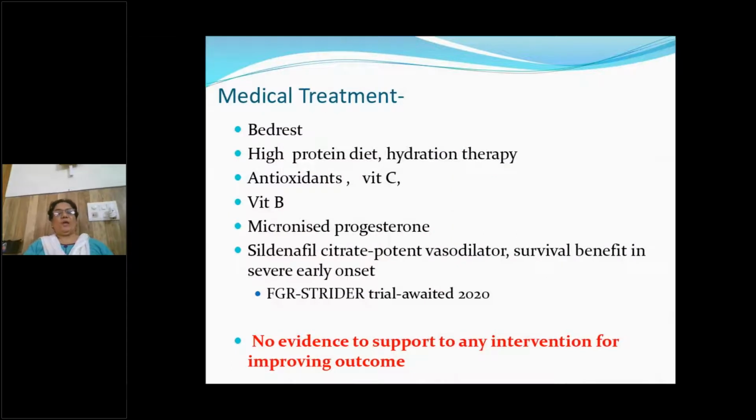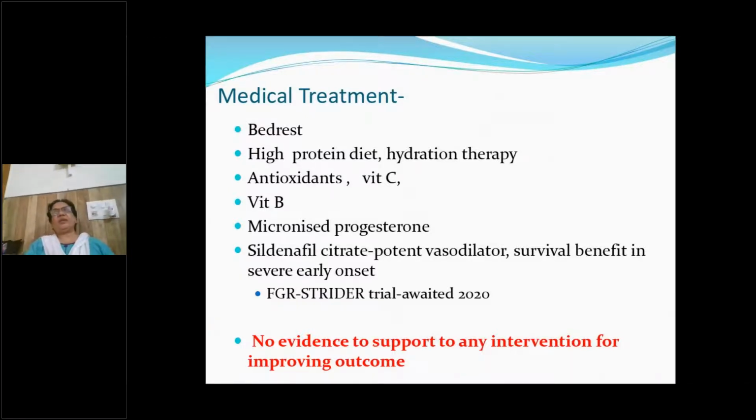Now, coming to what we can do. Is there any treatment which will improve the growth of the fetus? All modalities have been tried: bed rest in the left lateral position, high protein diet, hydration therapy, antioxidants, vitamin B, progesterone. Sildenafil is also being tried because it's a vasodilator, with the hypothesis that it will improve placental circulation, but it is not yet proved to be beneficial. So as it stands today, we have no evidence to support that any intervention given medically to the mother is likely to improve fetal growth.